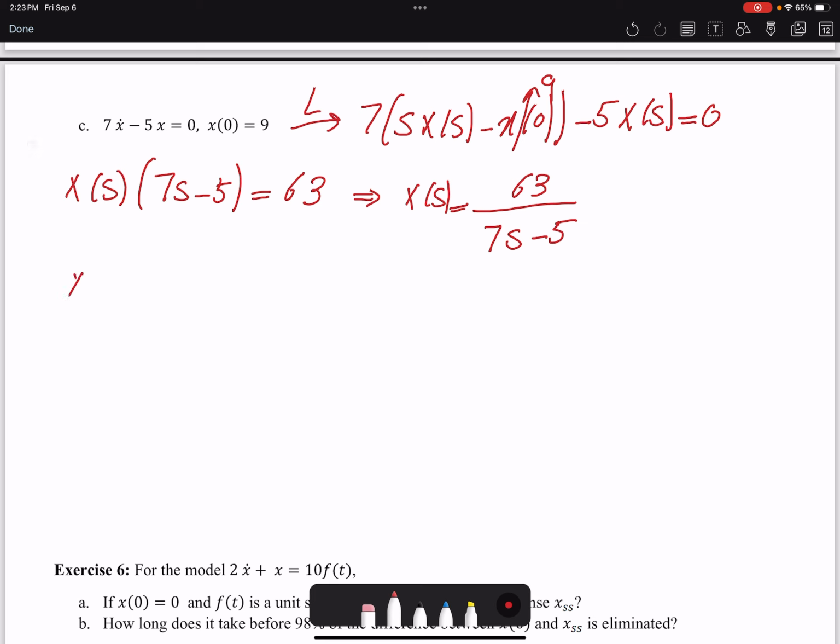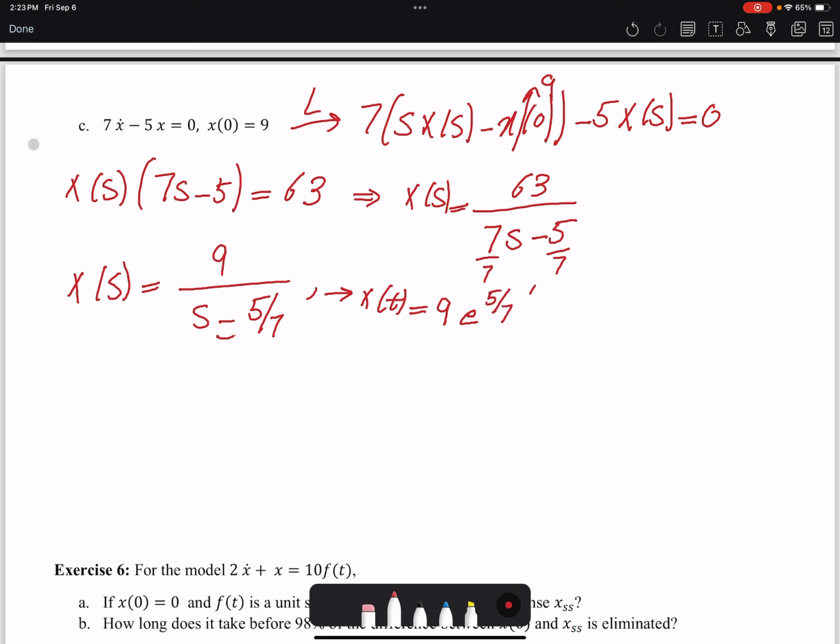I can rearrange this. For X(s), I divide everything by 7, so I get to my easy format for Laplace inverse. Therefore, it's very easy to take a Laplace inverse of this. It would be 9e to the power of... remember, this one is negative 5 over 7, so here I have positive 5 over 7 t. So that's the response of my system.